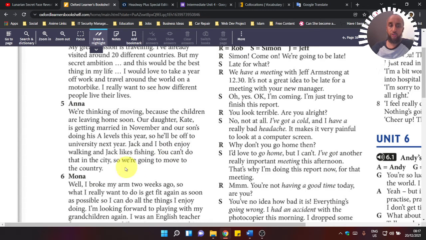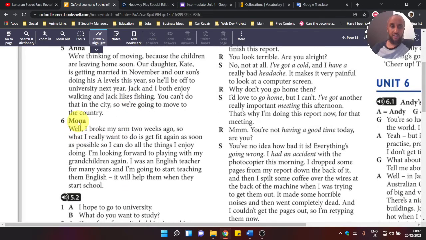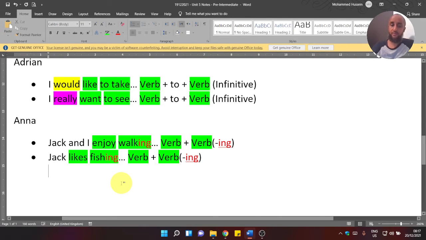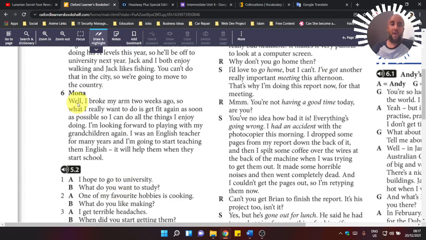"You can't do that in the city, so we're going to move to the country." So here we're just talking about, again, the future, going to, and here we're just talking about moving to a place, not to a verb, but to a place. Okay, good. The last one is Mona. Okay, let's look at Mona and write her down. So Mona, what does she say? "Well, I broke my arm 2 weeks ago. So what I really want to do." Right here, straight, another one. I really want to do.